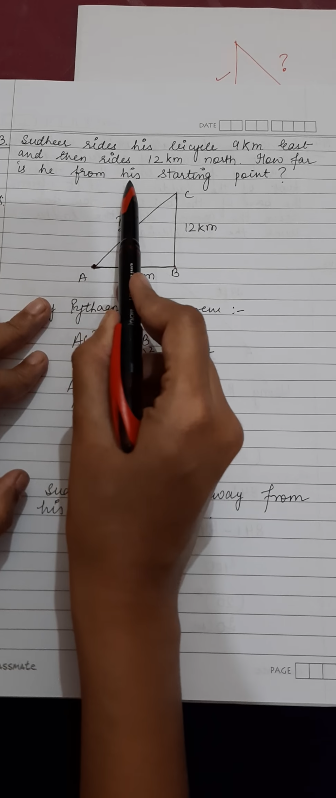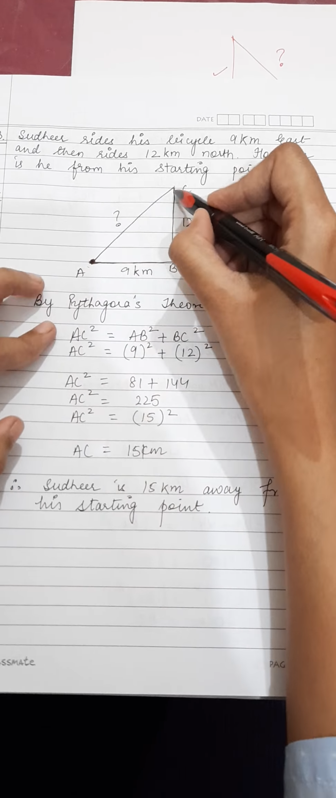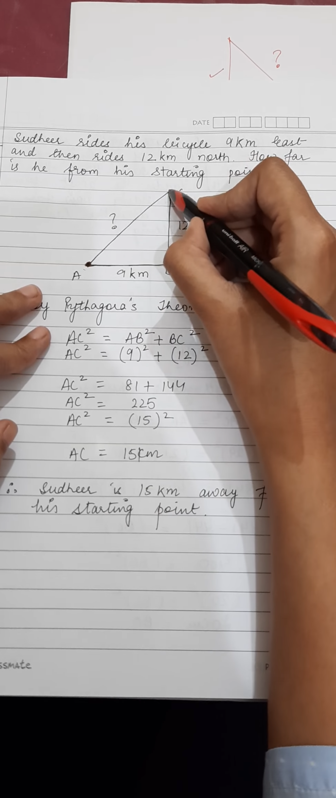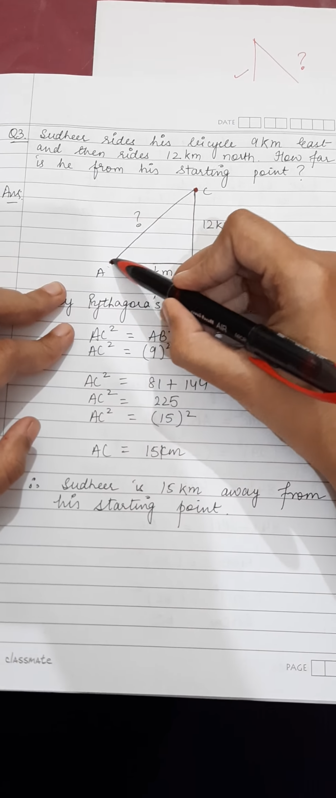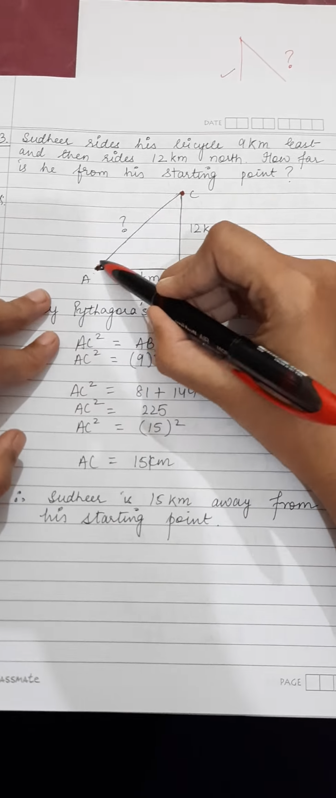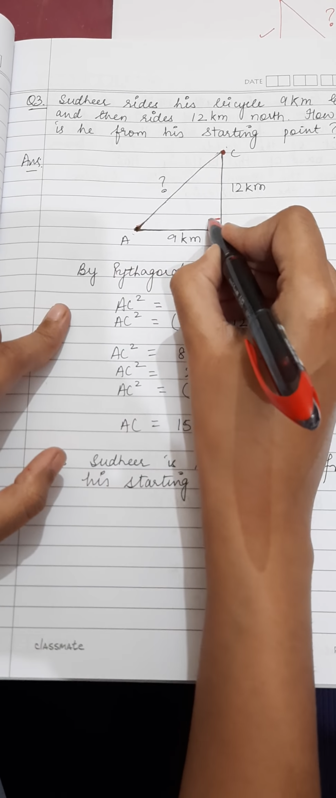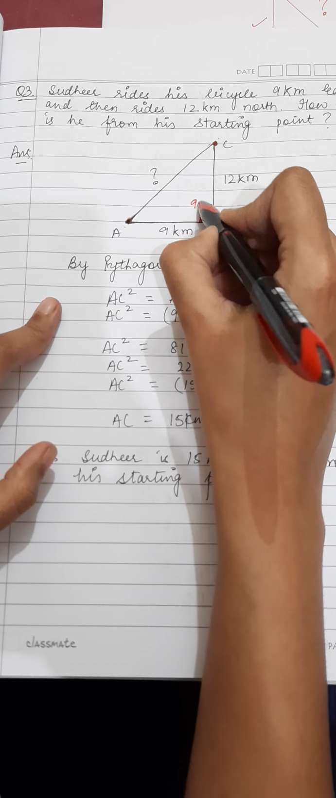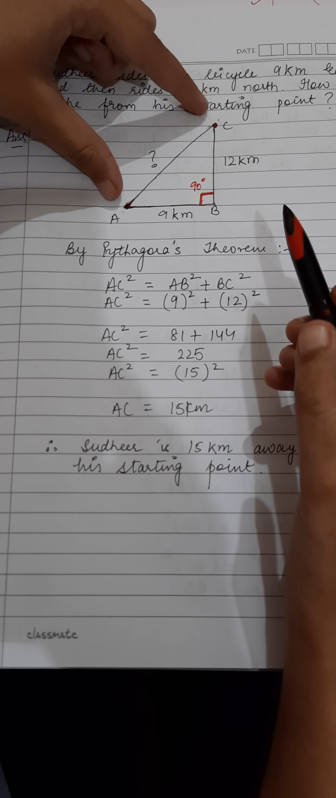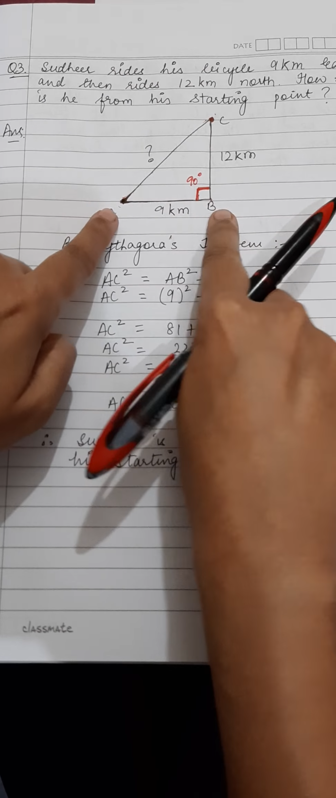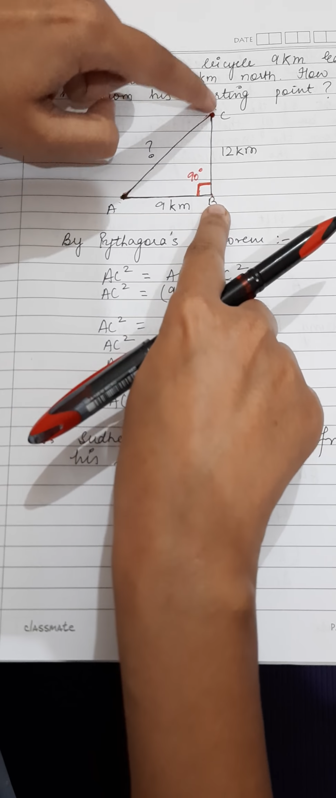How far is he from the starting point? You have to tell from the starting point, he is now here at this place. So between this place and this place, what is the distance? You have to tell this. And you know that this side is called the hypotenuse. Now you are going to apply the Pythagoras theorem, because you can clearly see that this is a 90-degree angle forming. By Pythagoras theorem, AC square, this hypotenuse square, is equal to base square, which is AB square, plus perpendicular square, which is BC square.